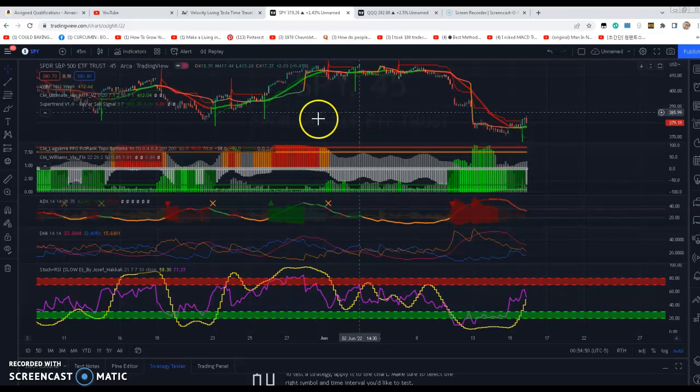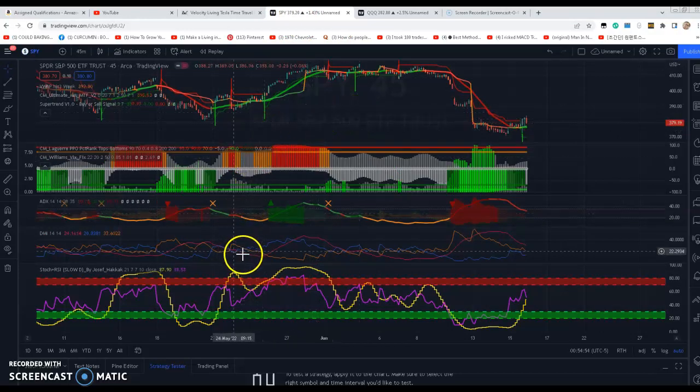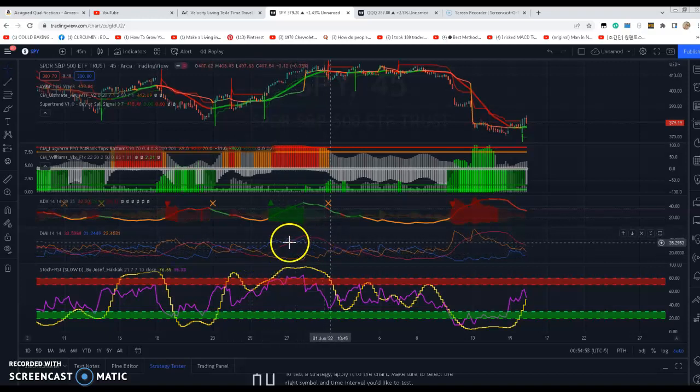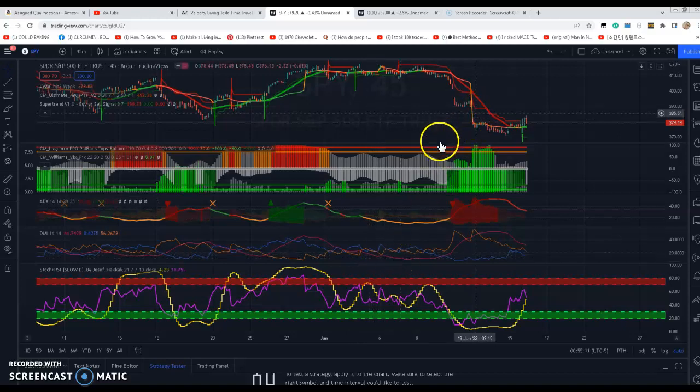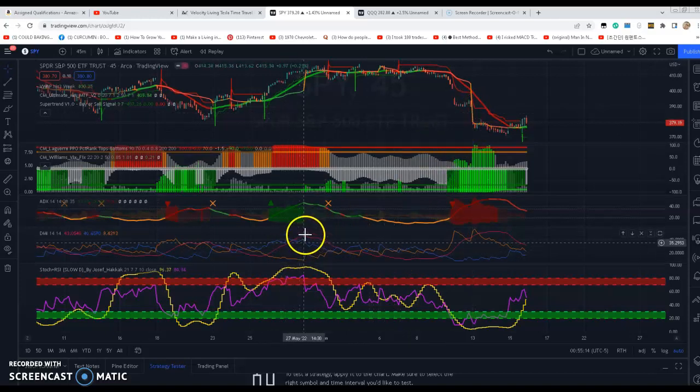Now, I had showed you how to do this before. What I'm looking for, you see this line, this DMI line, that purple line? I'm looking for entries under 20. Okay, so where's 20? It's about right here. You see this line right here? That's the 20 line. When it drops below the 20 line, it moves hard. When it's way up here, it's becoming exhausted. There's no big moves. So I look for a couple things.